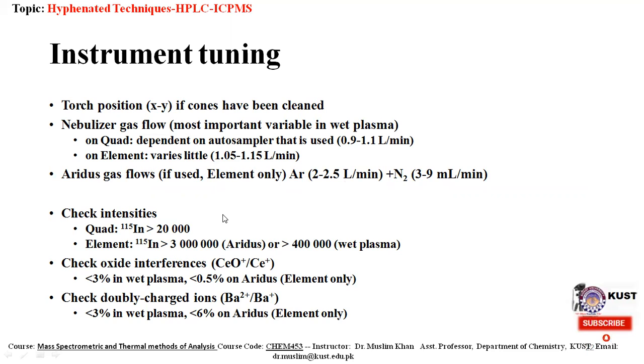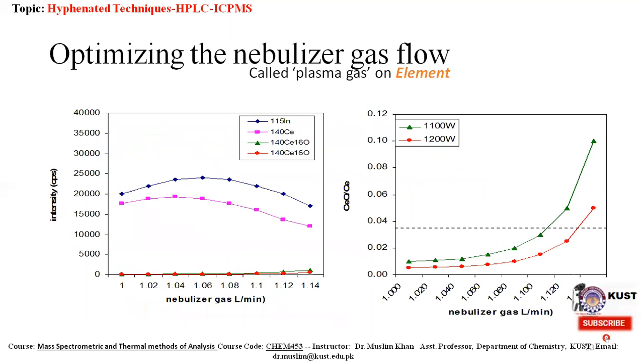And then check the intensity of your internal standard, this indium 115. This must be more than 20,000 on an Element. This one must be like this for a quad one. Check oxide interference, the cerium oxide, cerium less than 3% in wet plasma, less than 0.5% on Aridus and Element only. Check doubly charged ions for barium, this one, less than 3% in wet plasma. So these are the protocol used for instrument tuning while performing experiments with HPLC ICPMS.